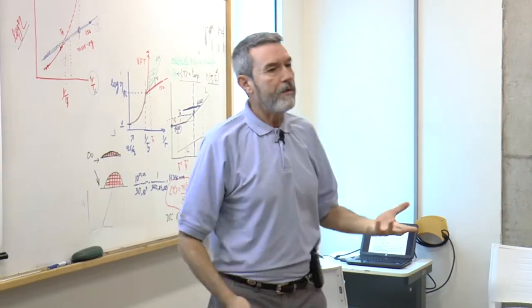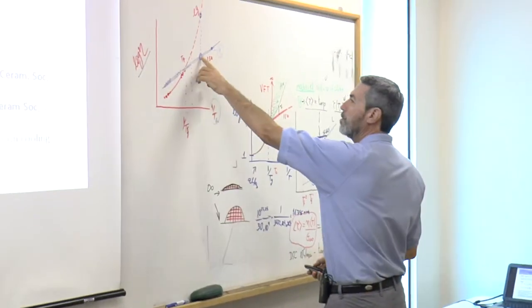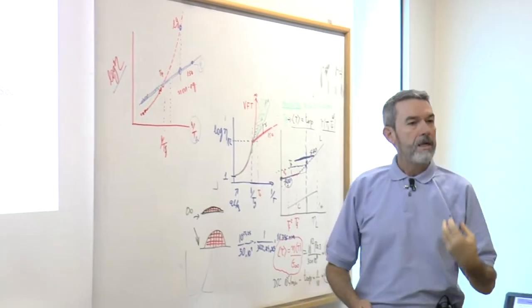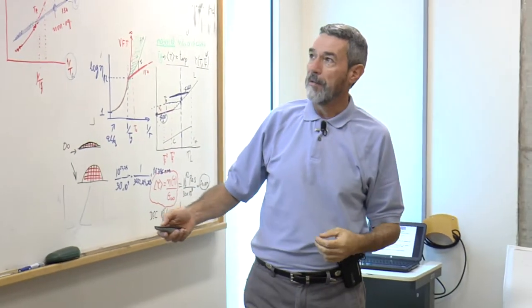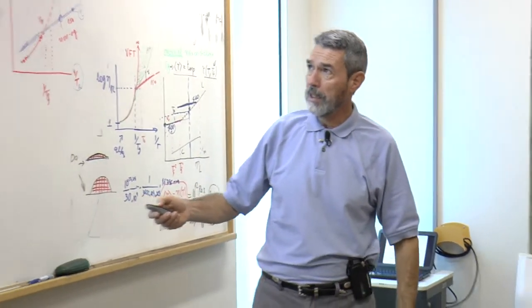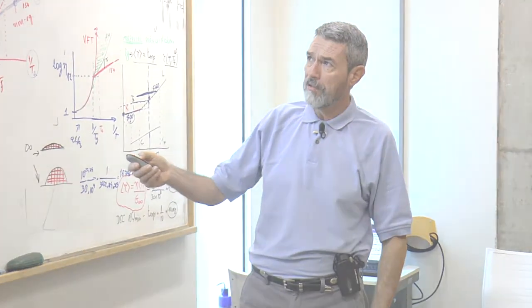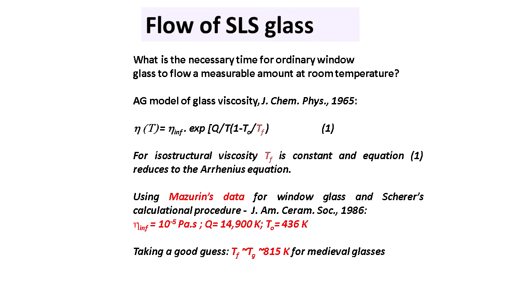So now, what's the result of our calculations just using the isostructural viscosity? I mean, a lower bound for the relaxation time. And again, we use the Adam-Gibbs model of viscosity, which can be written in several ways, but this is a way with a fixed TF, and we assumed that the fictive temperature of a window glass is TG. And this is a very nice assumption. Why is the fictive temperature TG?